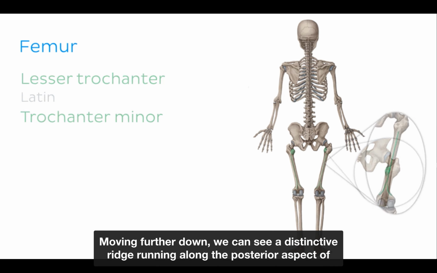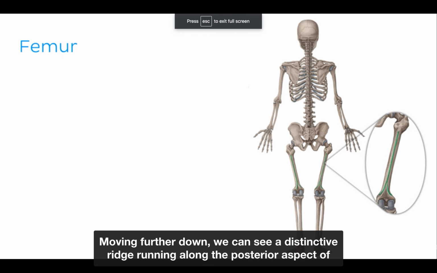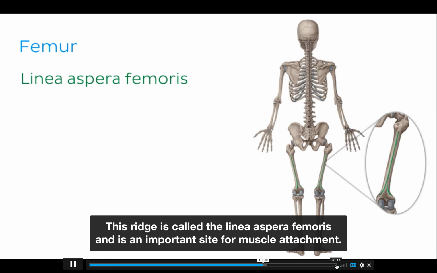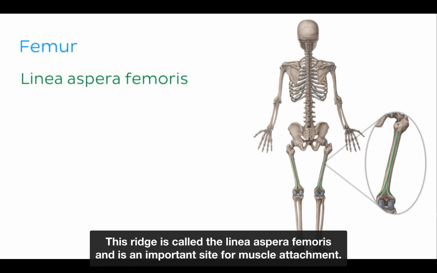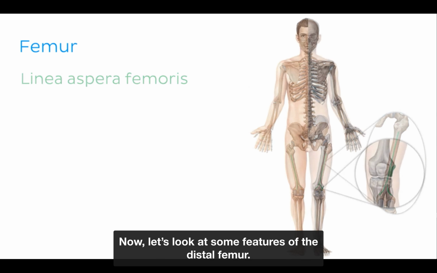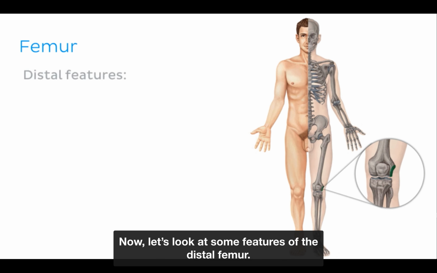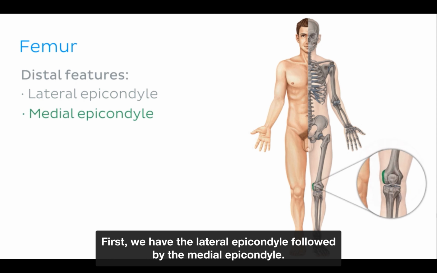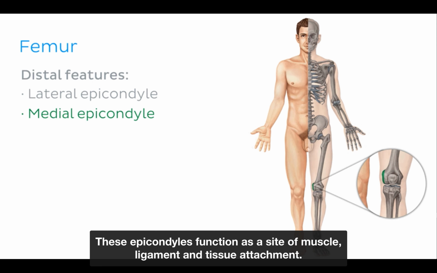Moving further down, we can see a distinctive ridge running along the posterior aspect of the femur. This ridge is called the linea aspera femoris and is an important site for muscle attachment. Now let's look at some features of the distal femur. First we have the lateral epicondyle, followed by the medial epicondyle. These epicondyles function as a site of muscle, ligament and tissue attachment.